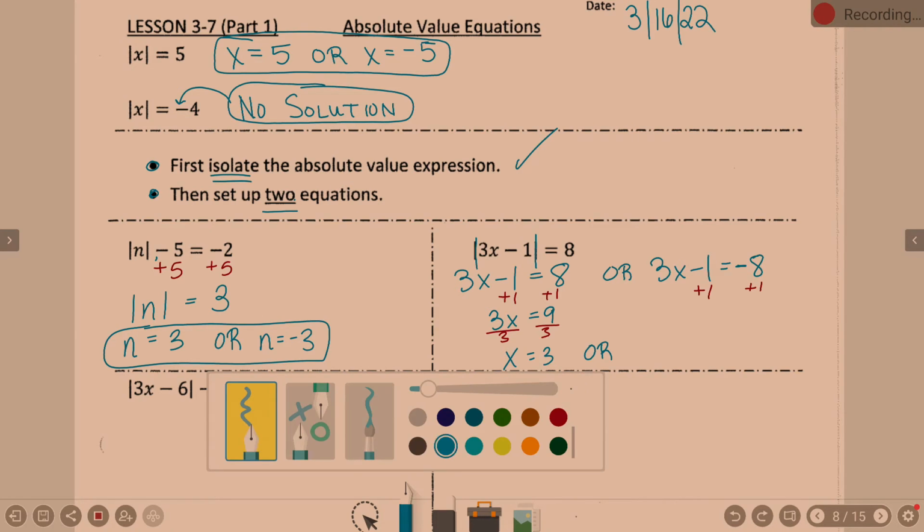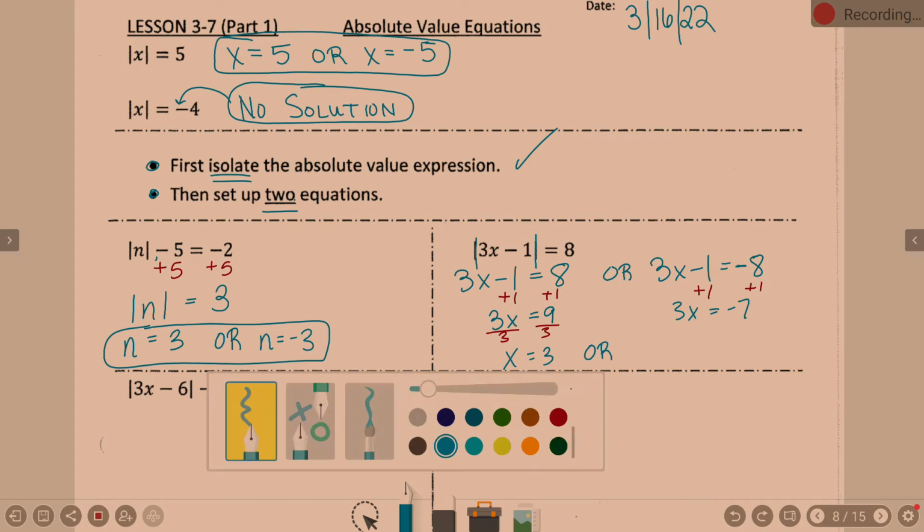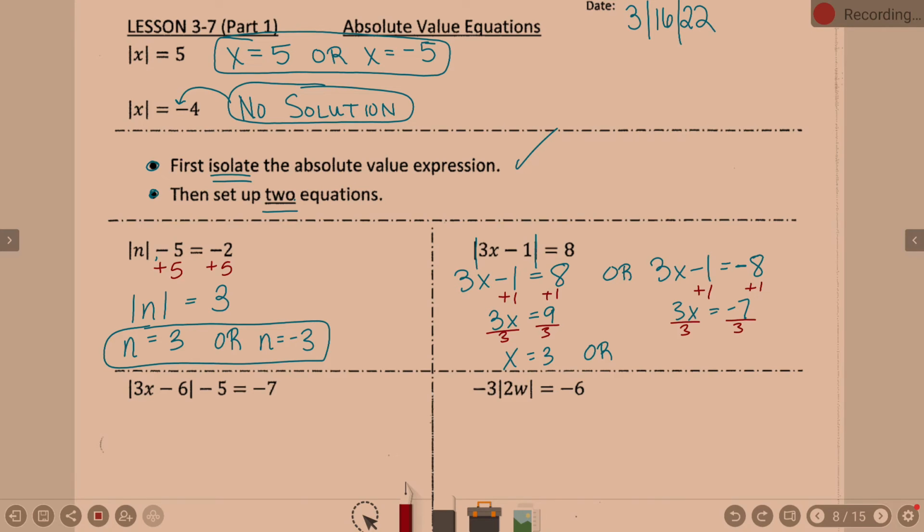So now, bring down your 3x. Minus 1 plus 1 cancels. Negative 8 plus 1, not so nice and easy, but negative 8 plus 1 is negative 7. Alright. So divide by 3. It's 3x, to get x by itself. So 7 divided by 3 gives me 2.3333.